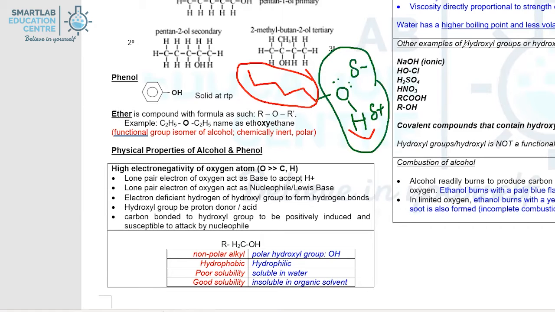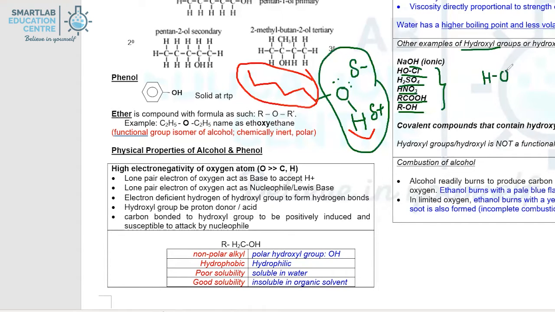All right. Take note of this term, hydroxyl. Hydroxyl is a term that's commonly used in the exam marking scheme. So hydroxyl just refers to a compound that has an OH group. When you state a compound has a hydroxyl group, it does not mean it's an alcohol. Other examples of hydroxyl group include NaOH, HOCl, H2SO4, HNO3, RCOOH, and ROH.